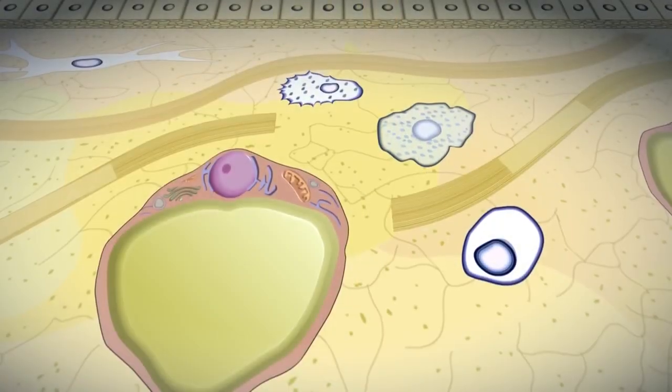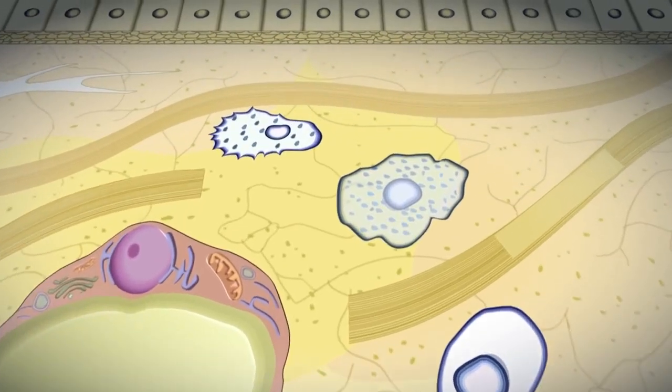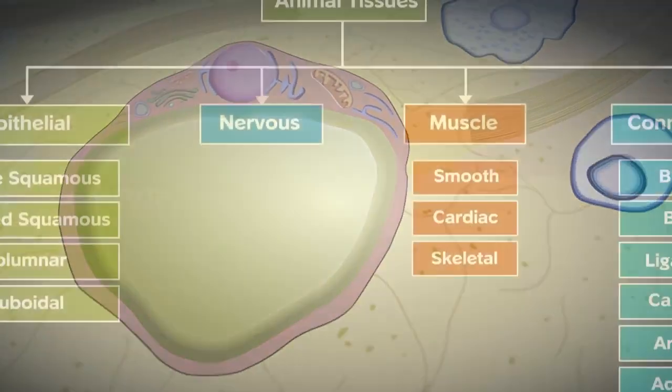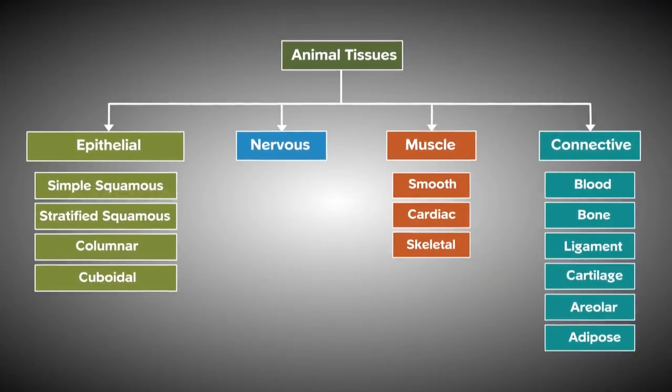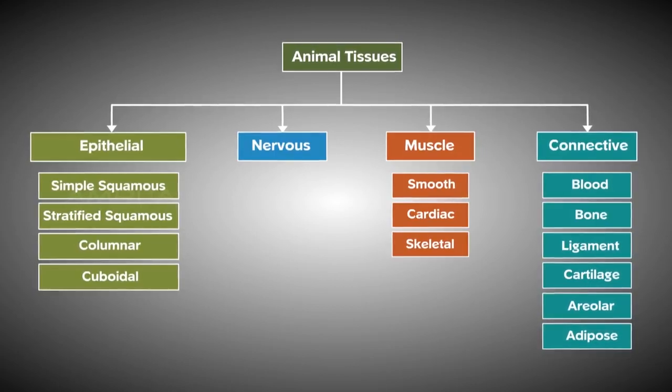Areolar fills the space inside the organs. It is gel-like with both elastic and non-elastic fibers. Adipose tissues store fat molecules. In conclusion, we have seen and understood the types of animal tissues, their subclassifications, and their functions.